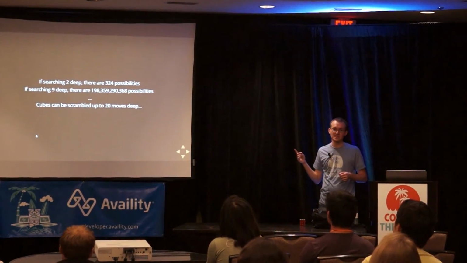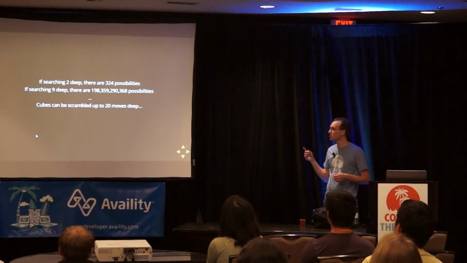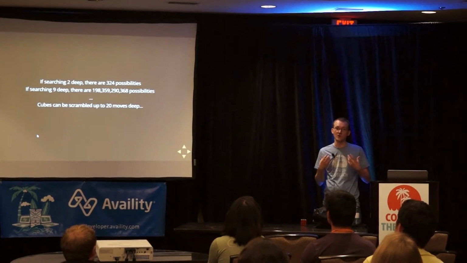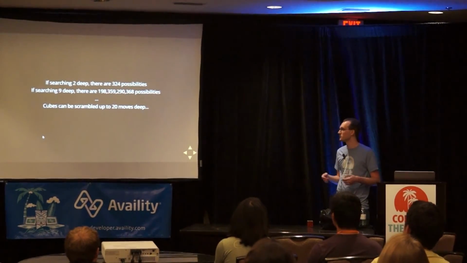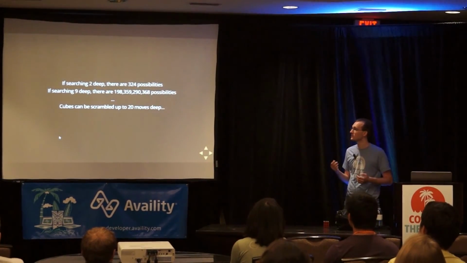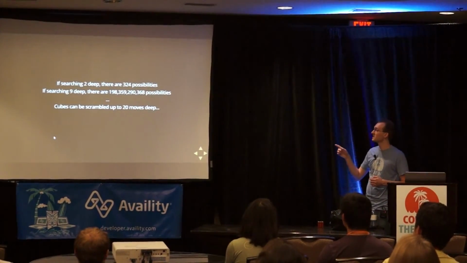So that's really bad, right? Because computers are fast, but they're not that fast. And cubes can be scrambled up to 20 moves deep. No matter how many turns you do, it can always be solvable in 20 moves. That was proved, I think, in 2010. You can go to cube20.org if you want to check the proof out.